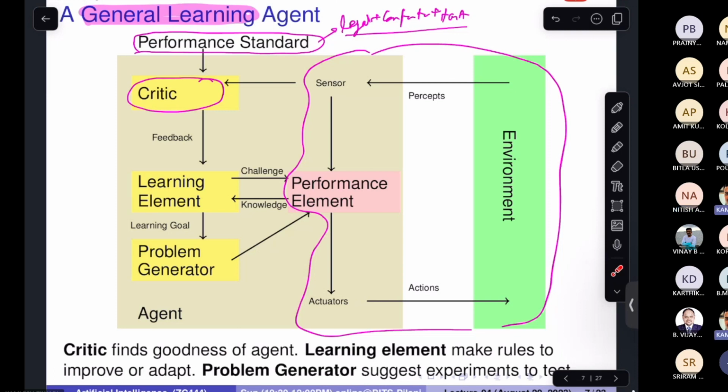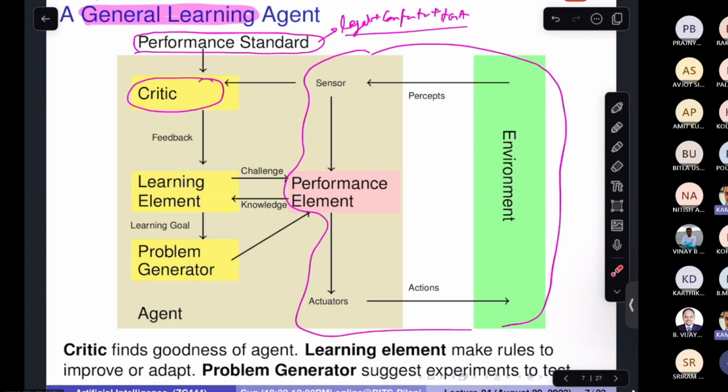So what is the critic doing? He is evaluating and giving the feedback. Okay, you should have done this. Okay, fine, you are doing good. Something like that. He is providing some feedback. So how to provide the feedback? Sorry for interrupting. So it is like the critic is evaluating the performance element's decision, not the action, because the action will be taken from the actuators. So the decision on how to act is made by the performance element, and that is evaluated by the critic.